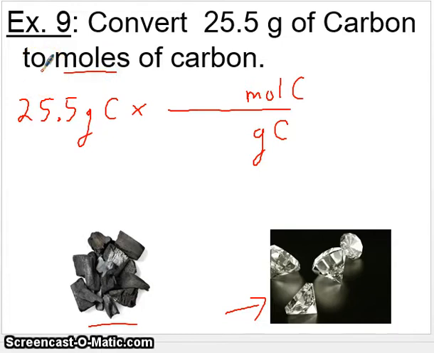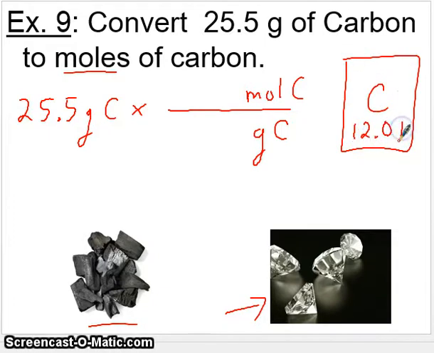Now, the relationship here will come from the periodic table. If you take a look at carbon on the periodic table, carbon will have 12.01 on the bottom of it and a 6 on top. So this is now the mass that we're going to use. This is the mass in 1 mole of carbon. So a mole of carbon has 12.01 grams of carbon. And this is how you would use the mass from the periodic table in calculations. In fact, this is the most common way that we will be using this mass.